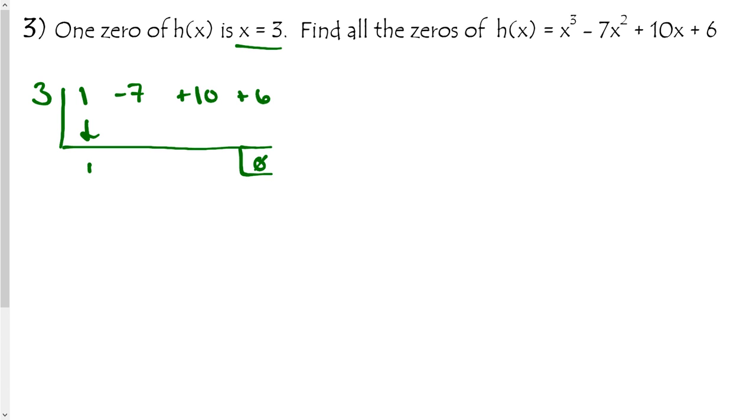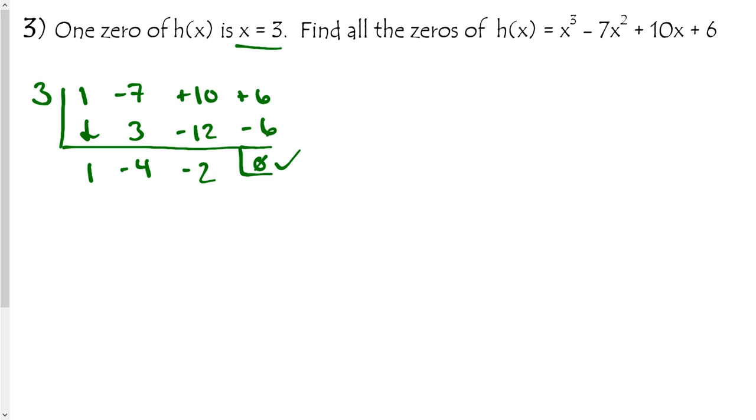So if I go and do the math, copy down the 1. So 3 times 1 is 3, negative 7 and 3 is negative 4, 3 times negative 4 is negative 12, 10 minus 12 is negative 2, 3 times negative 2 is negative 6, and voila, I do get a 0.